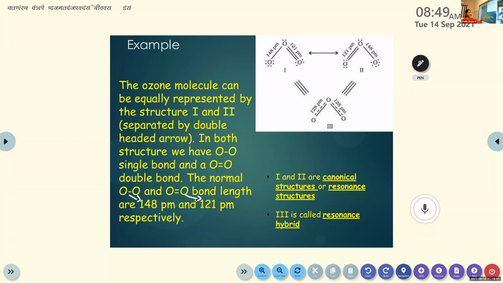Okay. Here in both these oxygen atoms, there is a common bond length, right? 128 picometer. That's in between 121 picometer and 148 picometer. That's the intermediate bond length between single bond and double bond. So this is the example for explaining resonance structure of ozone. This is clear, children? If you have any doubt, you can ask me.